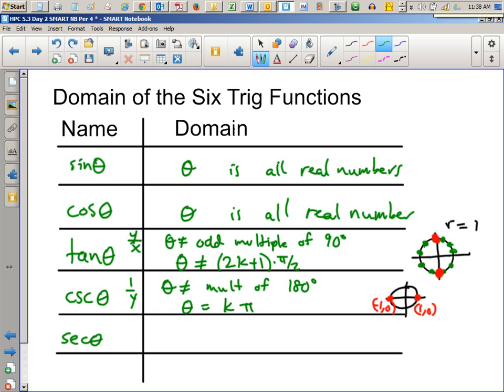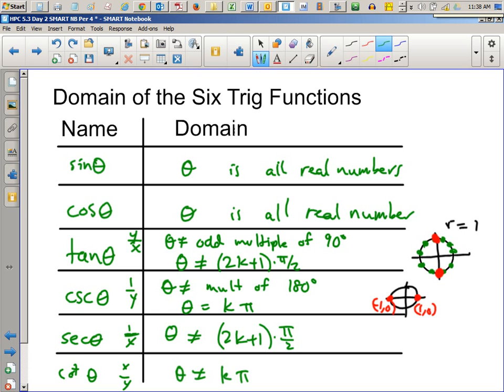Secant is defined as 1 over x on the unit circle, so it should have the same domain issues that tangent does. Right? Tangent is y over x, secant is 1 over x. They should have the same domain concerns. So theta cannot be an odd multiple of 90 degrees. Right? And cotangent, that's defined as x over y. That's going to have the same domain issues as cosecant, which is 1 over y. So theta cannot be k pi.